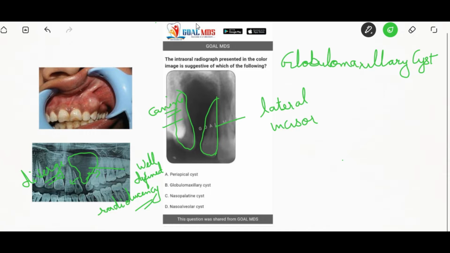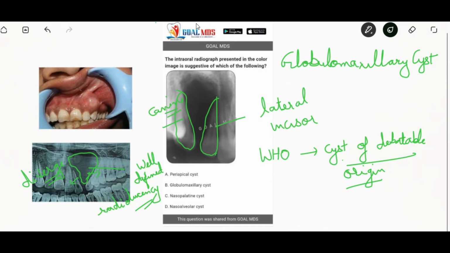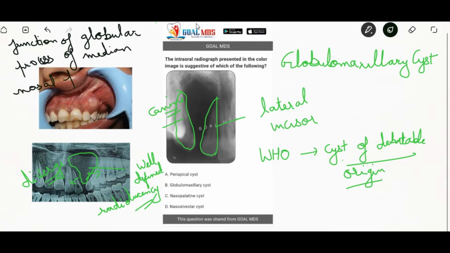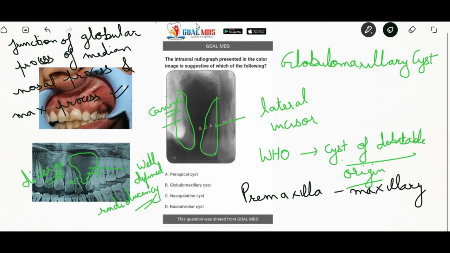According to WHO, you have to remember that this is a cyst that is classified under debatable origin. It is found within the bone at the junction of the globular portion of the medial nasal process and the maxillary process. Another name of globulomaxillary cyst is premaxilla maxillary cyst.